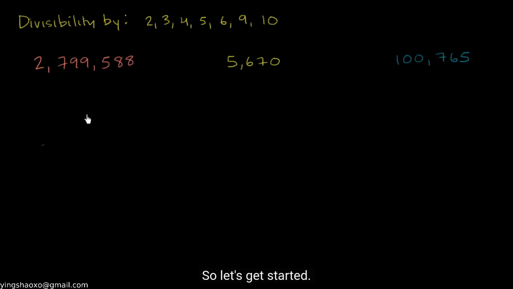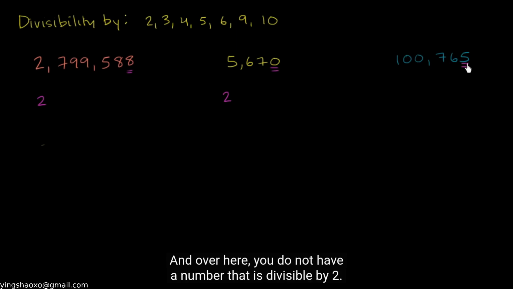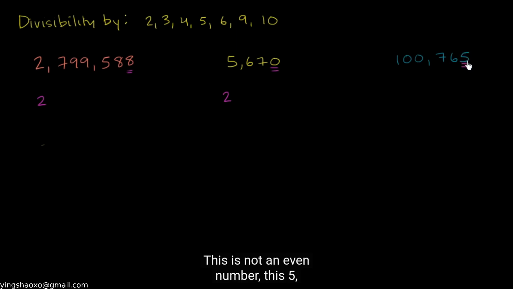So let's get started. To test whether any of these are divisible by 2, you really just have to look at the ones place and see if the ones place is divisible by 2. Right over here, 8 is divisible by 2, so this thing is going to be divisible by 2. 0 is considered to be divisible by 2, so this is going to be divisible by 2. Another way to think about it is if you have an even number over here, and 0 is considered to be an even number, then you're going to be divisible by 2. Over here, you do not have a number that is divisible by 2. This 5 is not an even number, so this is not divisible by 2. So I won't write any 2 there.